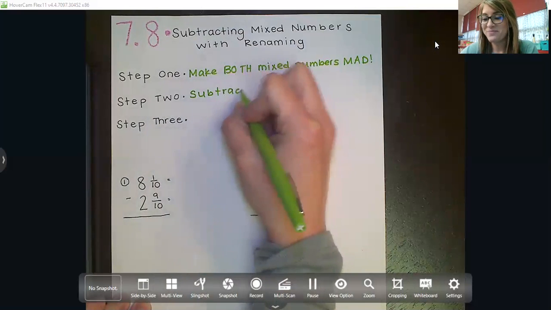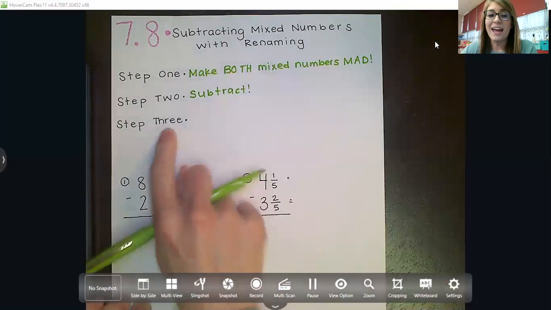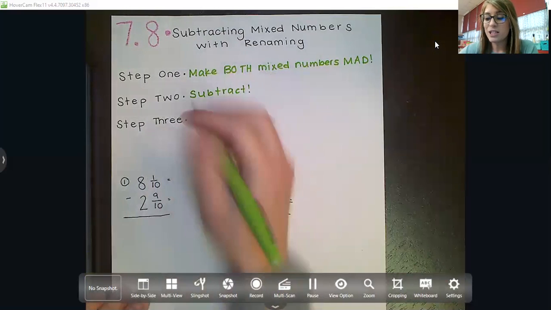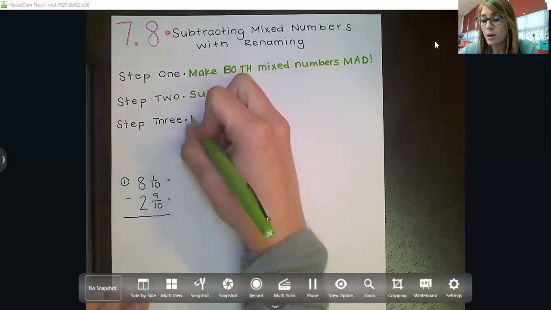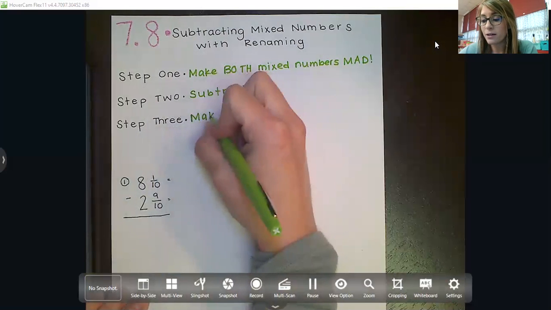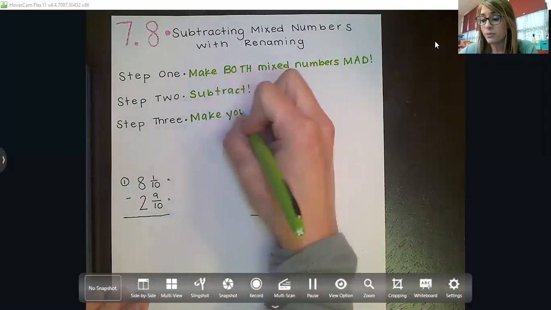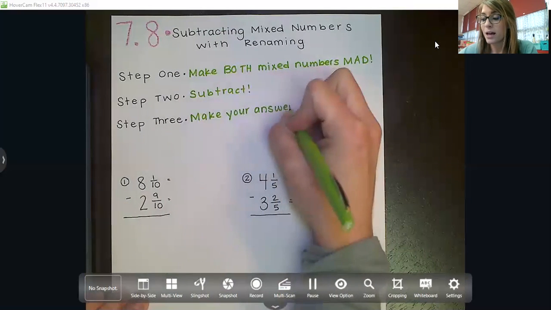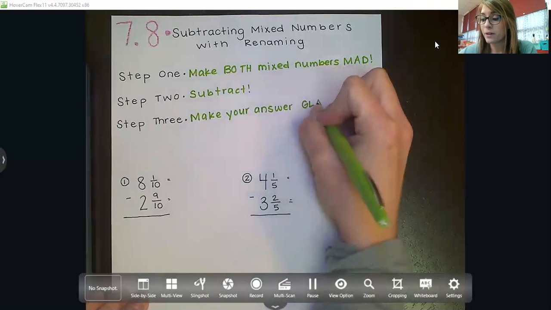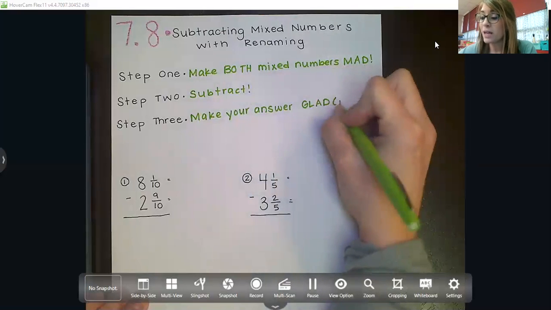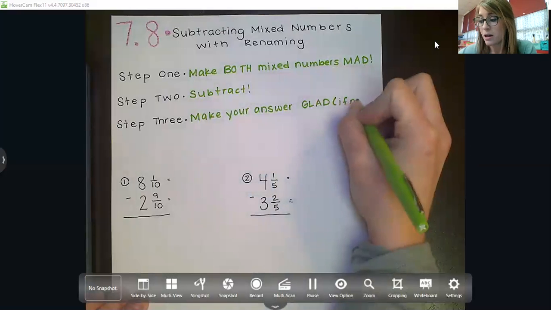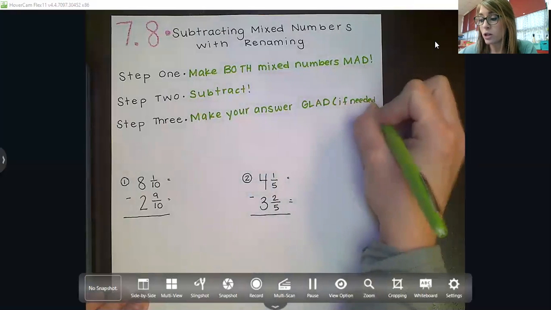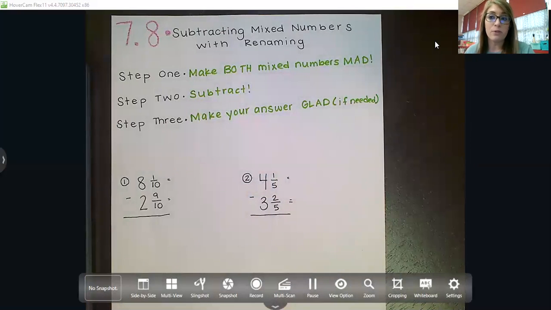We can do that part, right? And then step 3 is you are going to make your answer glad, if you need to. We're not always going to end up with an improper fraction as an answer, but it's very likely.